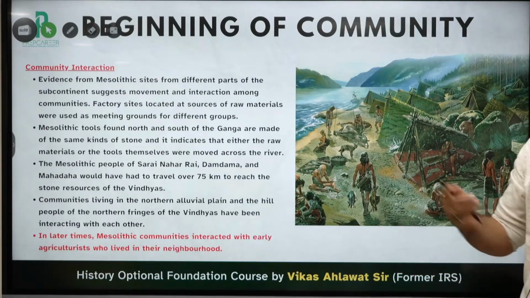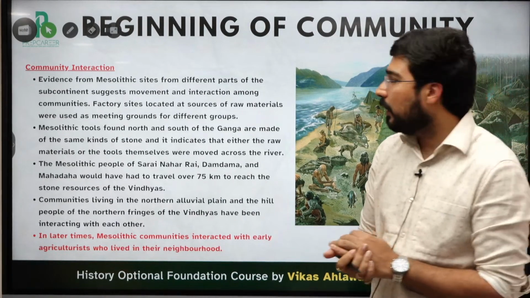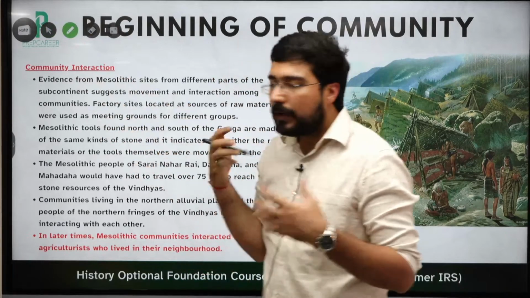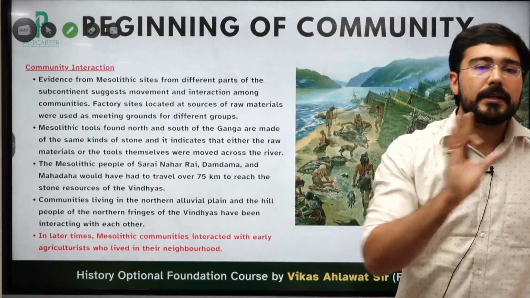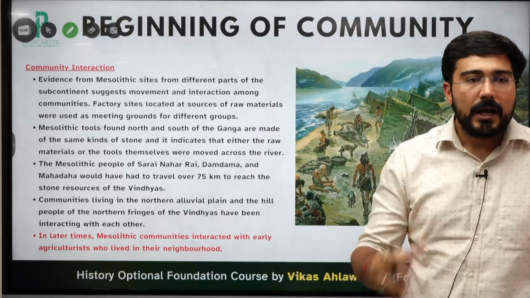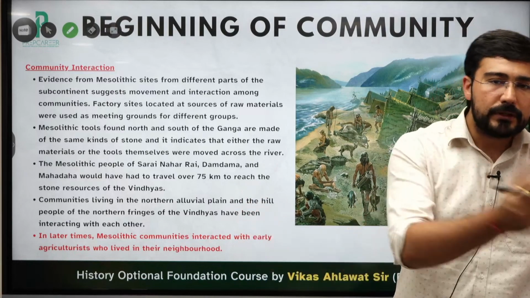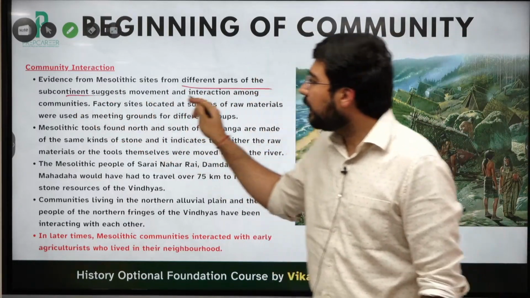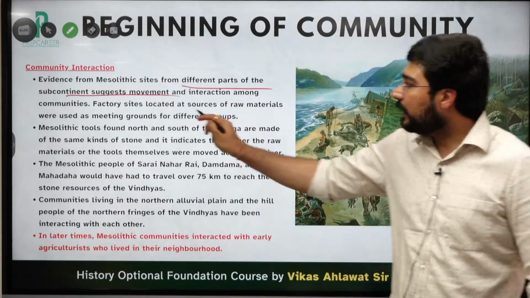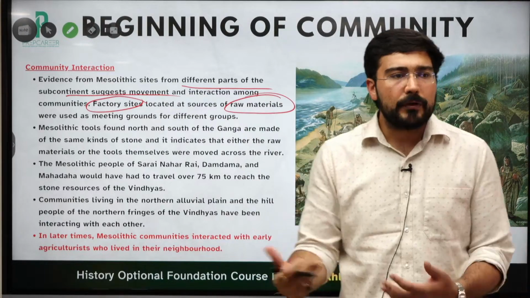Then this is how we see community interaction. How do we get to know community interaction कैसे start हुआ? So for that we have certain places where the tools have been manufactured and then they have been taken to various other places. This is how we see that manufacturing site अलग है और habitation site अलग है. दोनों एक दूसरे से जगह travel कर रहे हैं. So we see different parts of subcontinent movement can be seen. Alright. So factory site are there at the source of raw material. जहाँ raw material वहीं पे factory होगा.